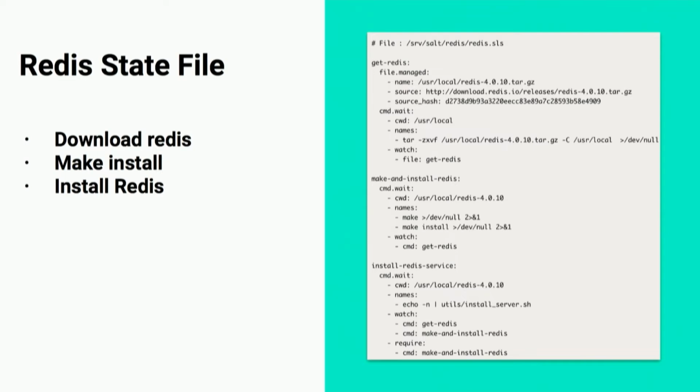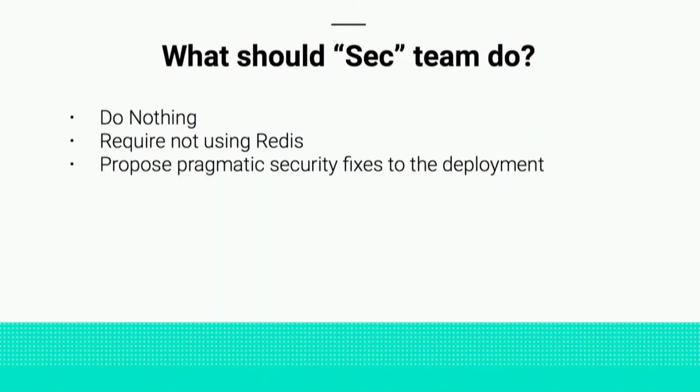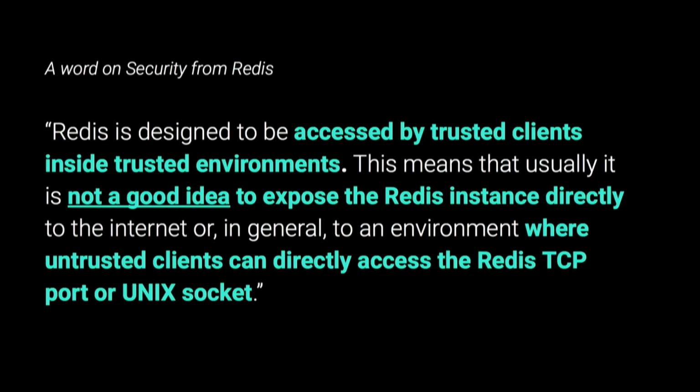So before we go much deeper into this discussion, let's talk about a word on security from Redis, right? And this is from the Redis website, and this is not something I wrote. This is something from Redis. It says Redis is designed to be accessed by trusted clients inside trusted environments. This means that usually it is not a good idea to expose a Redis instance directly to the internet, or in general to an environment where untrusted clients can directly access the Redis TCP port and Unix socket.